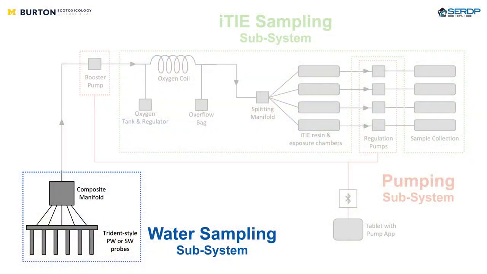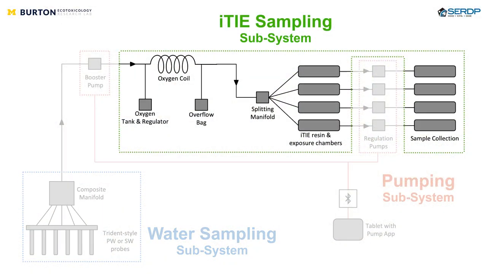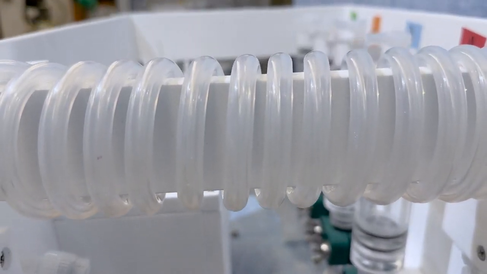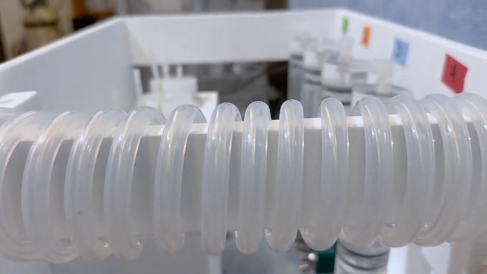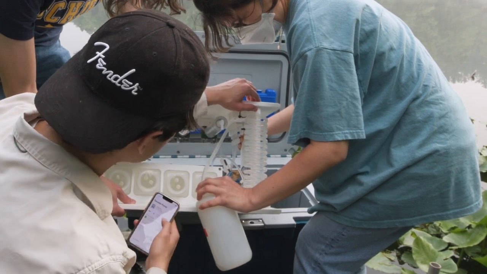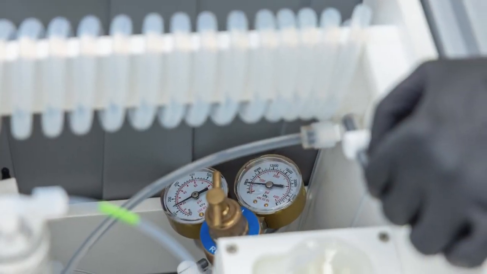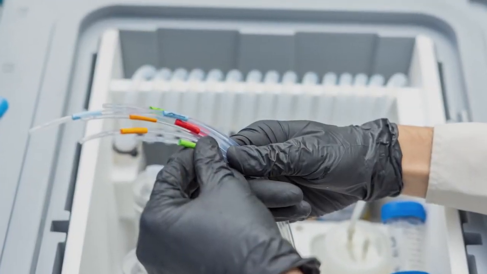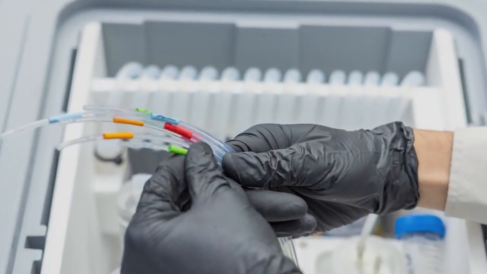After water is collected from the site, it will enter the iTIE sampling subsystem. First, the water passes through an oxygen coil consisting of a small diameter oxygen tube inside a larger diameter water flow tube. As water flows through the larger tube, oxygen is gently diffused into the water. This is used to eliminate oxygen deficiency as a cause of lethality for test organisms.